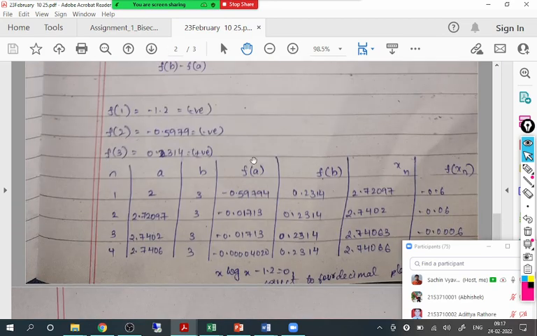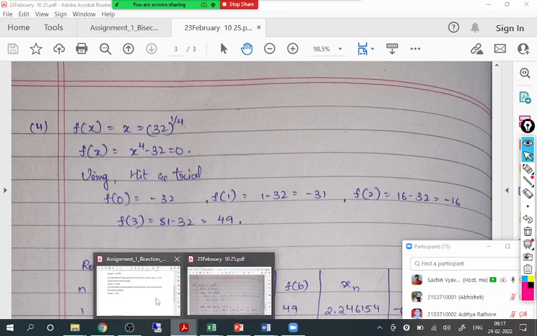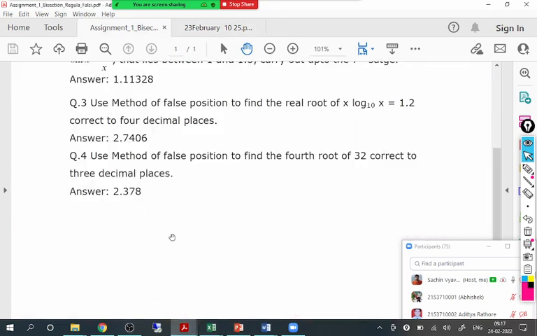Only the thing that is missing everywhere is that nowhere is it mentioned in which interval the root exists. So here one line is required, that you should say, thus the root lies between the interval 2 and 3. That's one. And the last question then, the last fourth question of the tutorial, use the false position method to get a fourth root of 32.